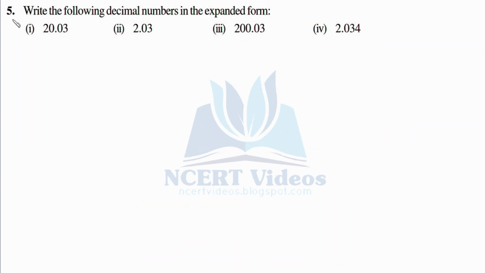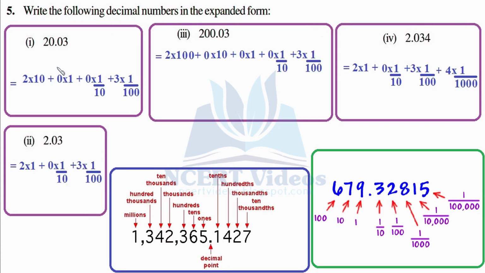That is your fourth. Fifth, write the following decimal numbers in the expanded form: 20.03, 2.03, 200.03 and 2.034. Now we have 20.03. We have to write it in expanded form.